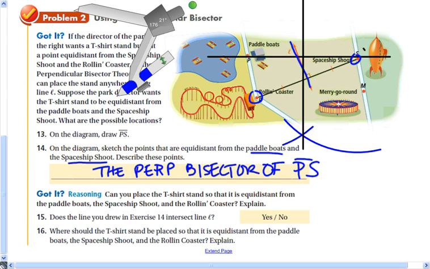All right, so does the line you drew intersect line L? Yes, it does. Where should the T-shirt stand be placed so that it is equidistant? It should be placed right there at that point, because that point is equidistant from these two. It's on the perpendicular bisector of those two points, R and S, and it's also equidistant from P and S. So all of those points are equidistant. All right?